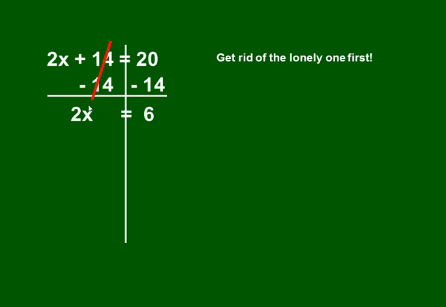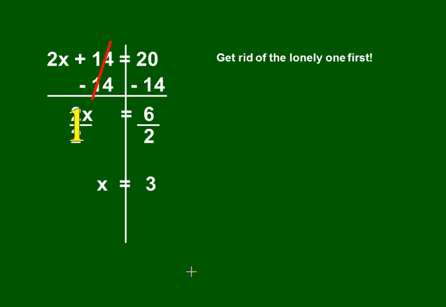The next number I have to get rid of is this 2, and the operation that 2 is doing with x is multiplication. The opposite of multiplication is division, so I have to divide by 2 to get rid of it. If I divide by 2 on the left side, then I have to do it on the right side as well. On the left side, 2 divided by 2 gives me 1x, but we don't normally write 1x, we just write x. 6 divided by 2 is 3. We just found that x equals 3.